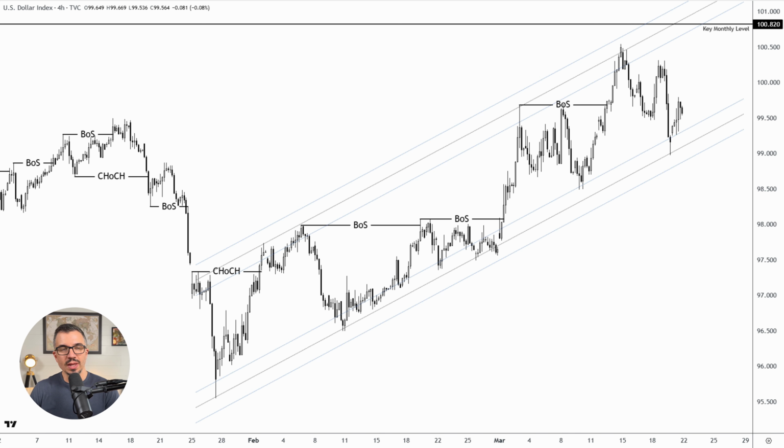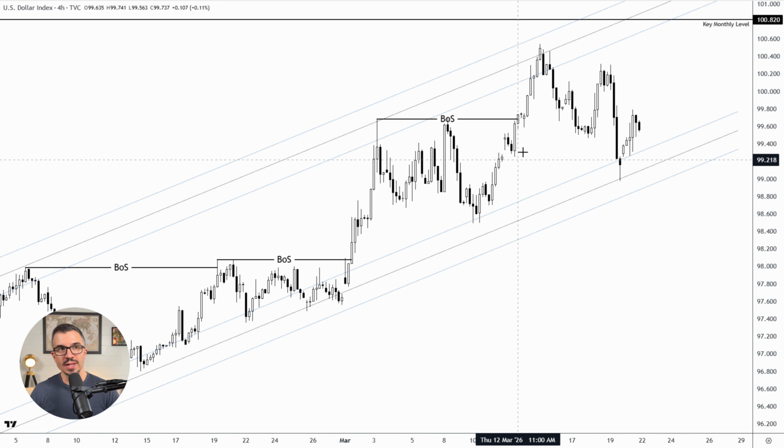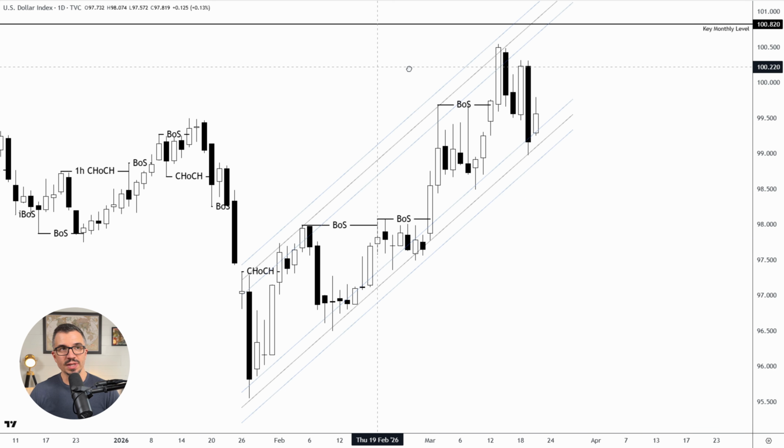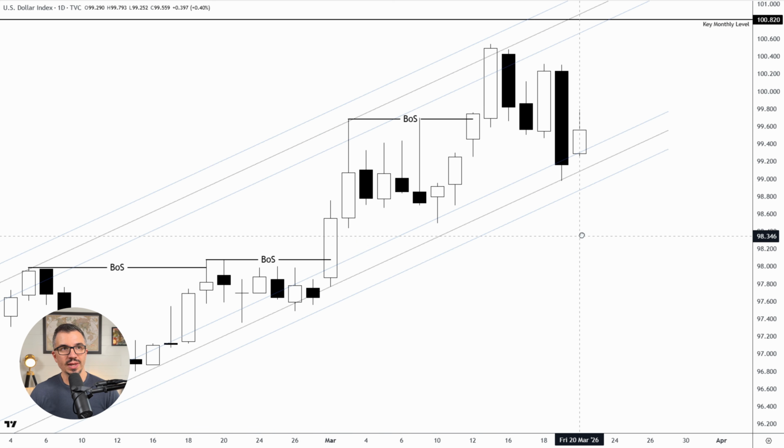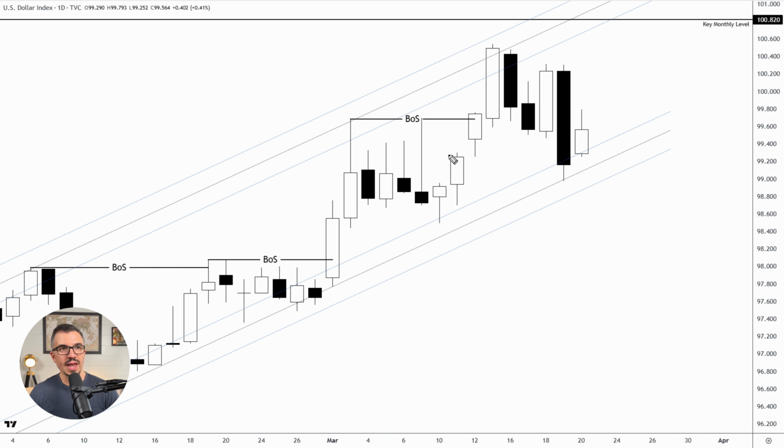Looking at the DXY 4-hour chart, in the last weekly outlook that I made, I was looking for 99. This was the level I mentioned as an imbalance following this run up. One of the reasons why 99 specifically was on my radar is that on the daily chart, you can see this candle back from March 11th had no retrace into it. This was not mitigated at all. It was a large imbalance back here for the DXY, and that's exactly what we saw last week.